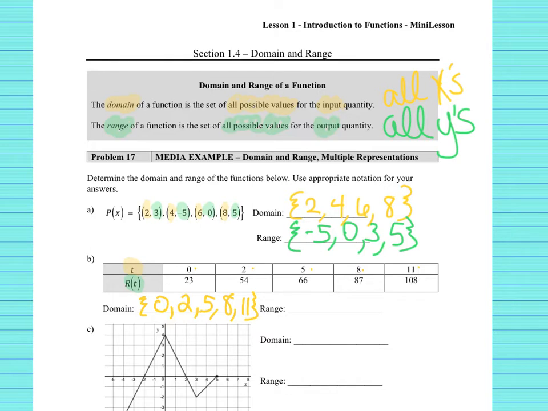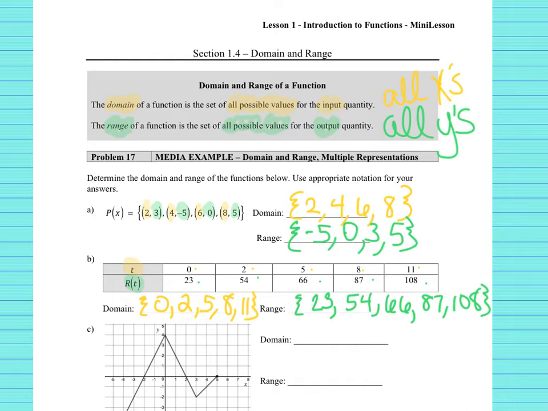And I'm going to do my range the same way. So I have 23, 54, 66, 87, 108. They're again all in order from smallest to biggest, so I can write them in the exact order they're already in. Start with a bracket. 23, 54, 66, 87, 108.